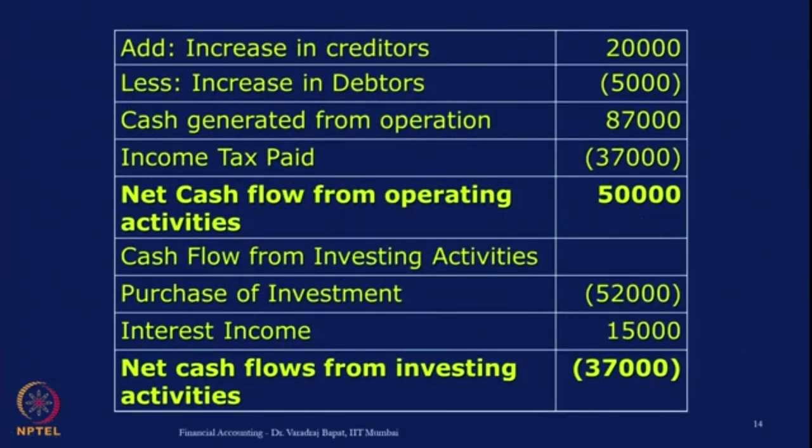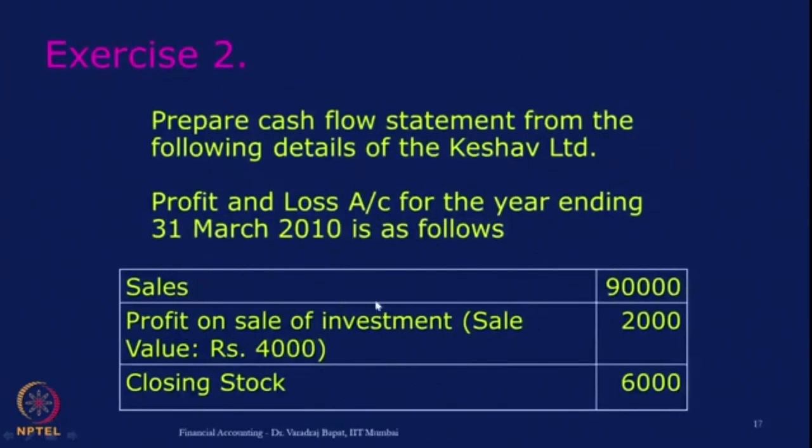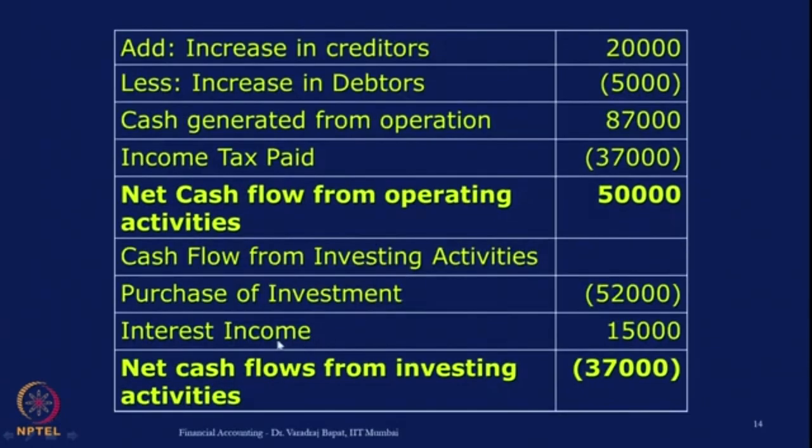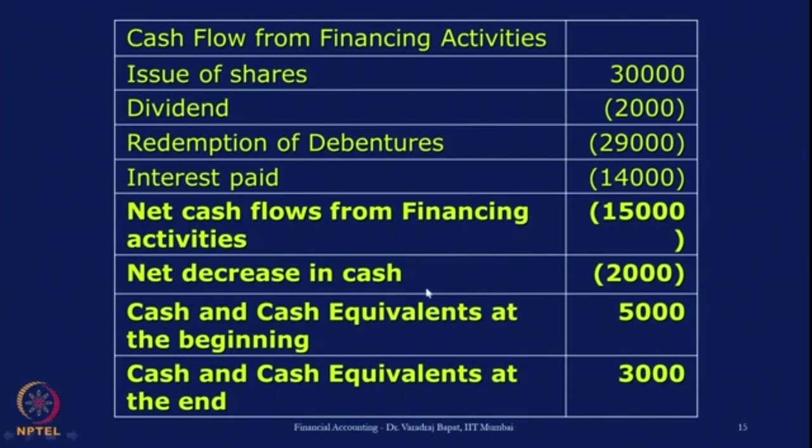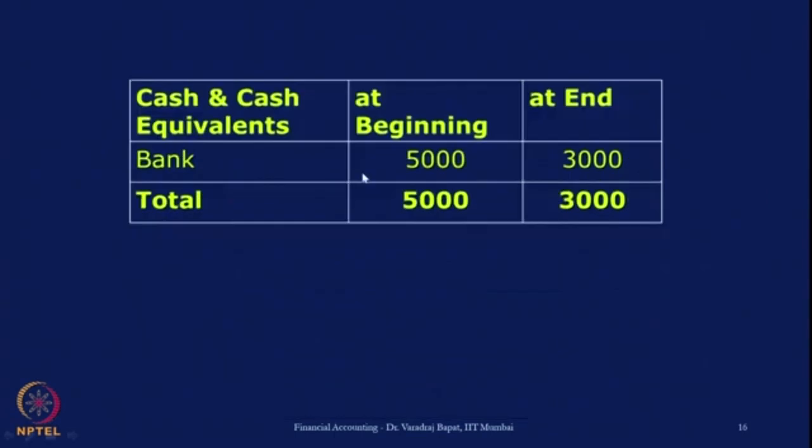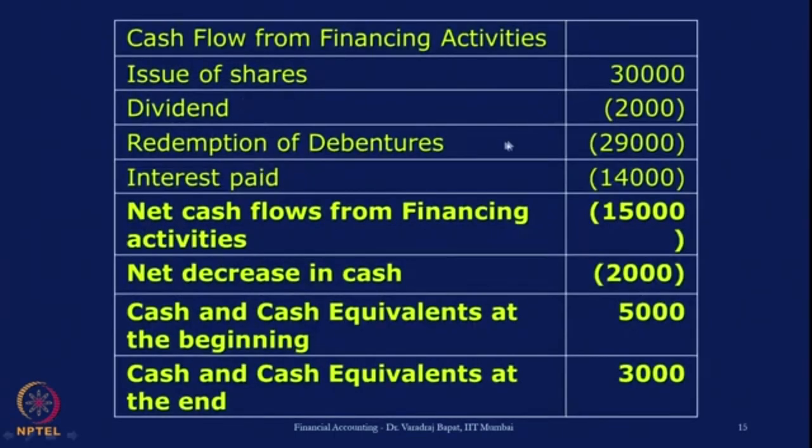Operating is only a bit complicated. Investing is very simple. I think you already noted two items. One is purchase of investment, so it is less, and interest income is our income, so you add it. Getting it? So 37,000 negative is an investing activity. The next is financing activity. It's very simple again, four items. Issue of share is a receipt, dividend, redemption and interest is a payment. So financing activity is negative 15,000.